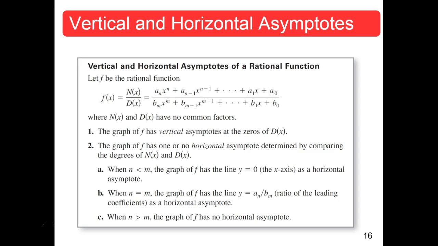Later, you'll find that. All right, so let's look at our vertical and horizontal asymptotes of a rational function.